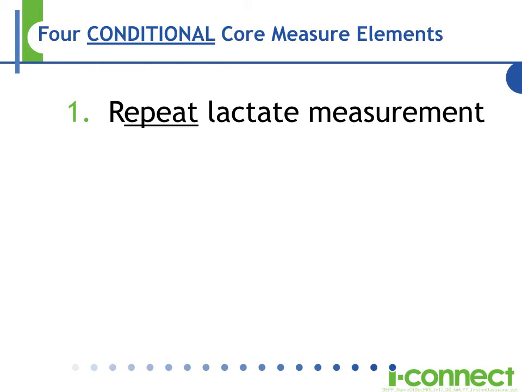So in addition to the three elements that are required for all patients with severe sepsis and septic shock, there are four other elements that may be required for patients that are sicker. And how those patients are identified, we're going to go into specifically. But the four measures are a repeat lactate, a reassessment of volume status and tissue perfusion, a fluid resuscitation bolus of 30 ml per kilogram, and for some patients that have very severe septic shock, unresponsive to fluids, vasopressor administration. So let's go through each one of those conditional core measure elements that apply, as I said, to only the sicker.